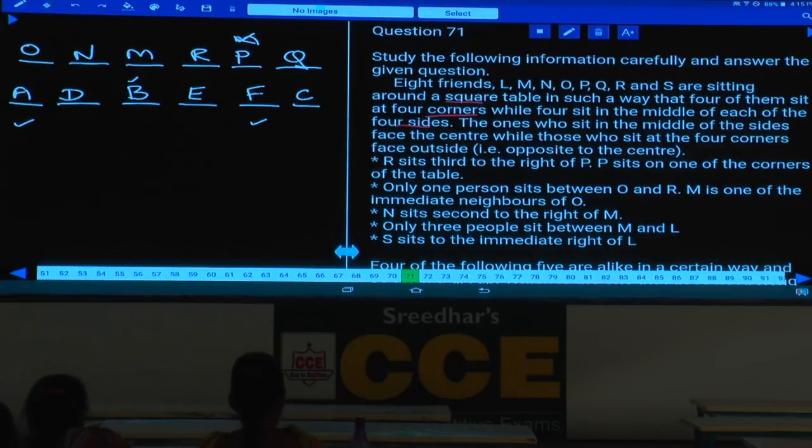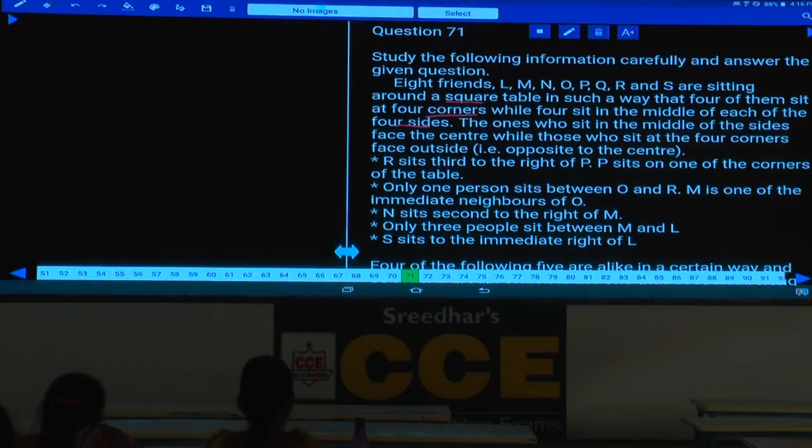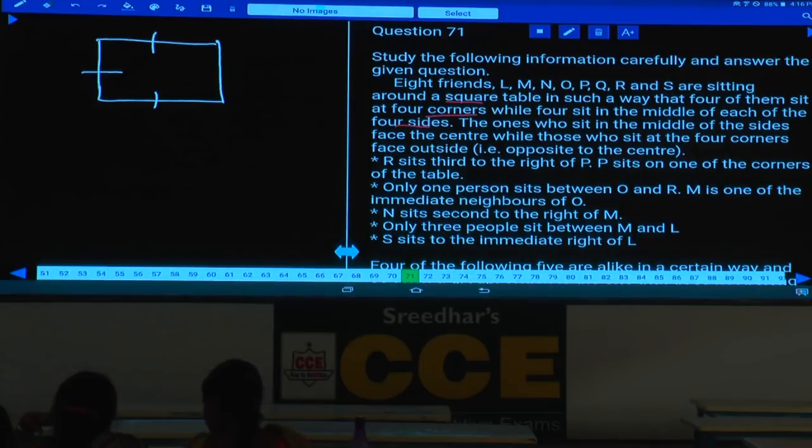The ones who sit in the middle of the sides face the center, while those who sit at the 4 corners face outside, isn't it? Now 8 persons were seated around a square table. Now this is a square table. In this square table, 4 persons are at the middle of the sides and 4 persons at the corners. The persons in the middle face the center, and those at the corners face away from the center. Then what is the information here?